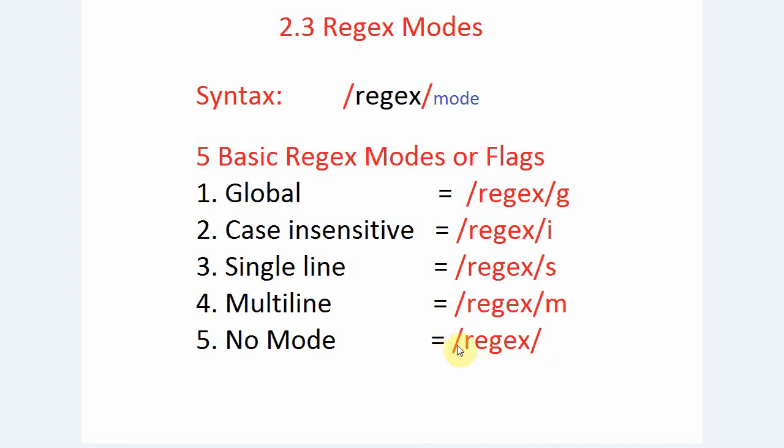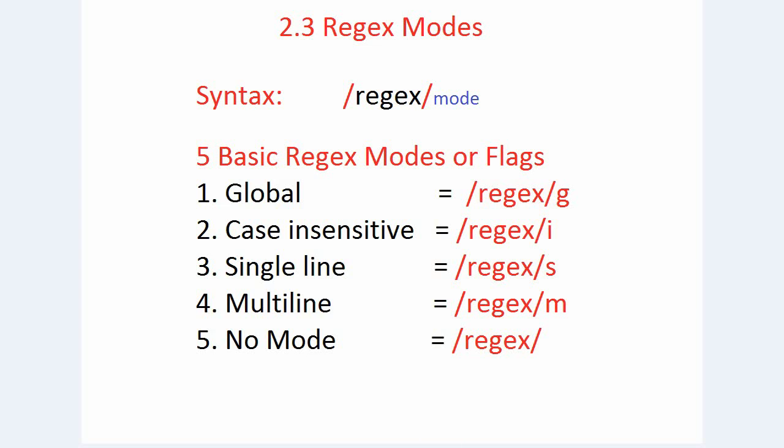And no mode, or the standard mode, or without any flags. So /regex/ will match only the first occurrence of your regex, of your search pattern, and will just return the first match, even if that word or that literal character or that number exists 50 times or hundreds of times. It will just match the first occurrence and will return it. That's why we use global mode more often.